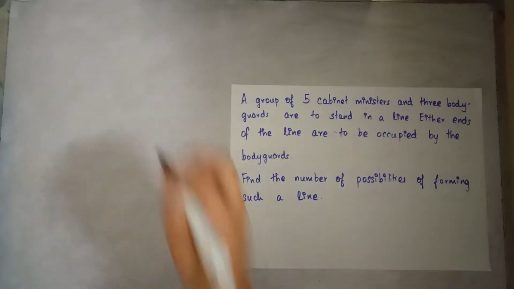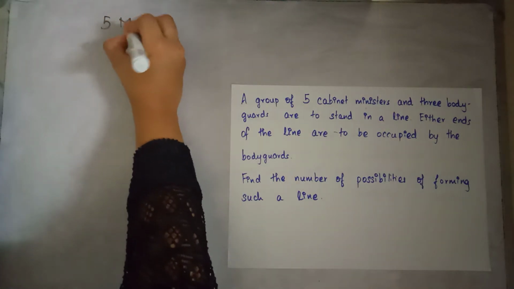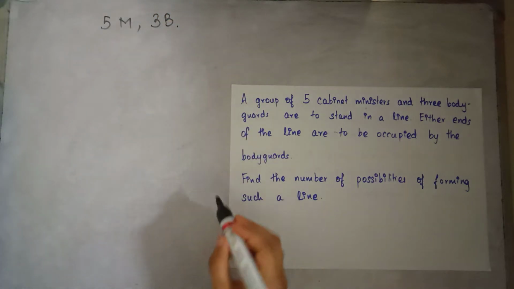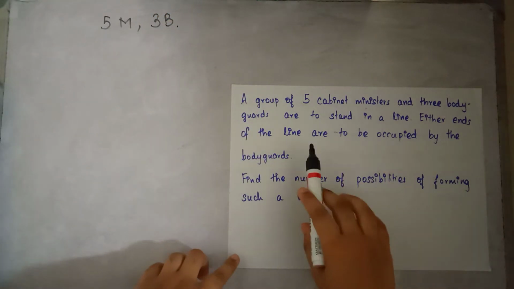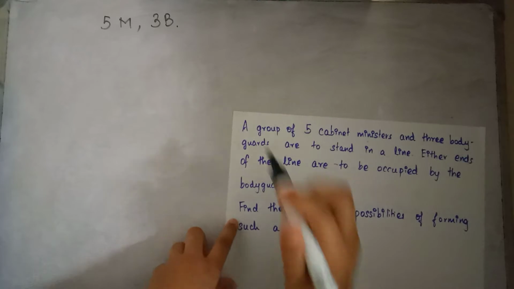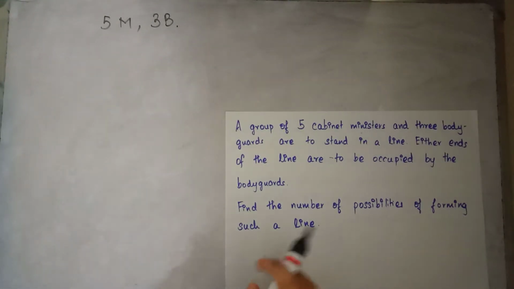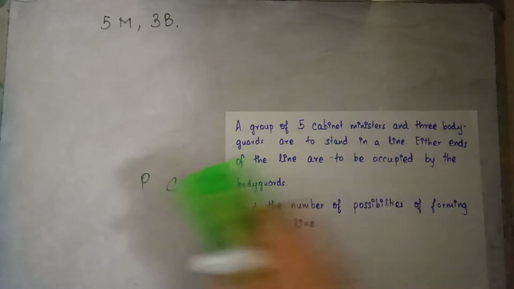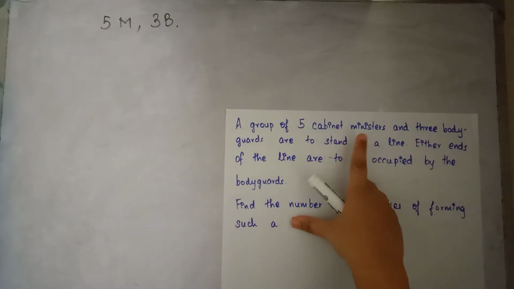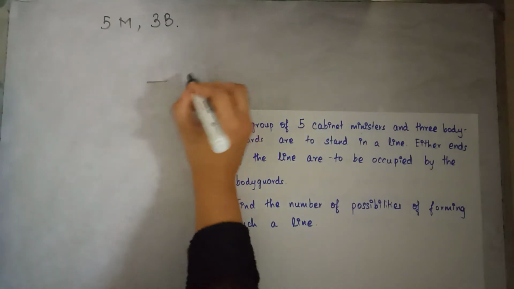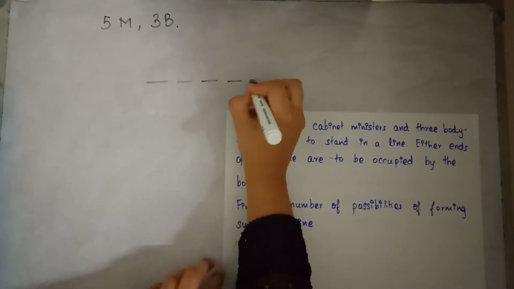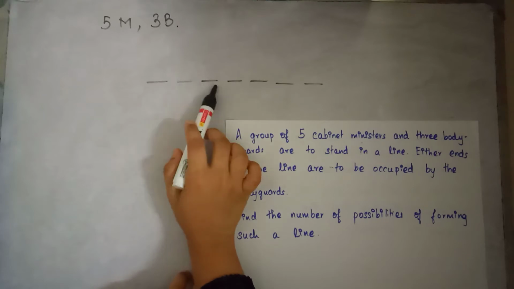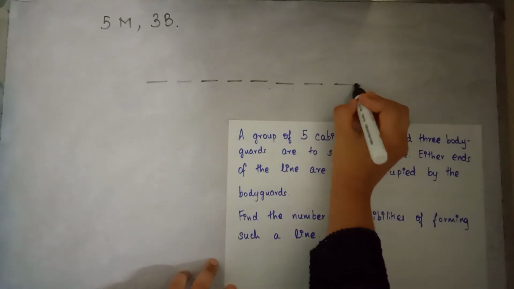There are 5 cabinet ministers and 3 bodyguards. Now they have to form a line where either ends of the line have to be occupied by bodyguards. In such a type of question, we don't use the formula of permutation or combination. It's not necessary. We have a countable number. So what we'll be doing is drawing blanks. We have a total of 8 spots: 1, 2, 3, 4, 5, 6, 7, 8.